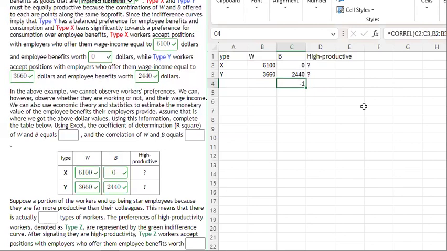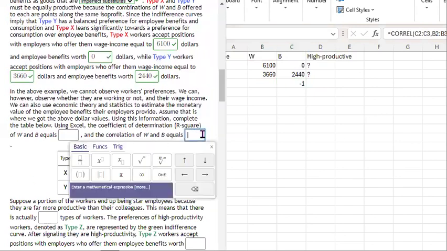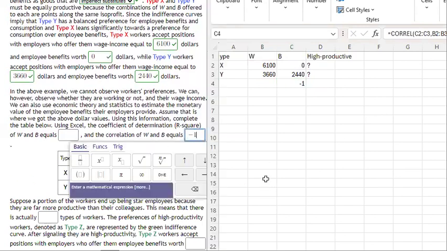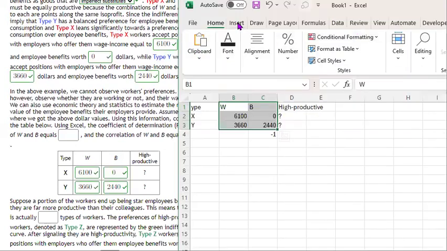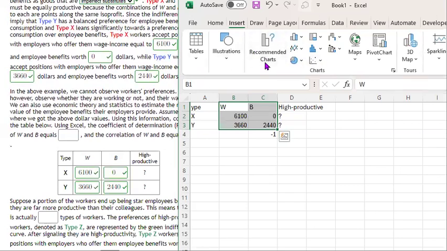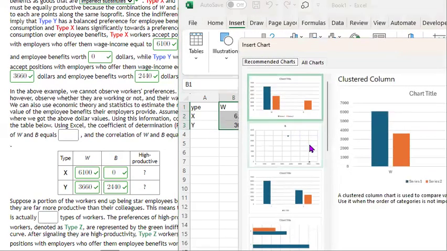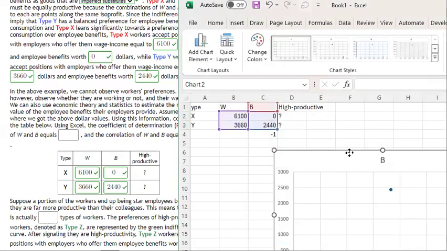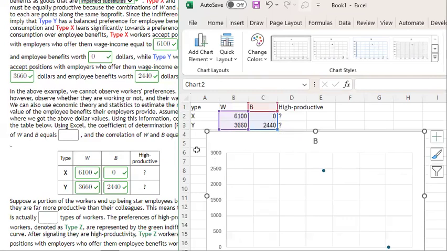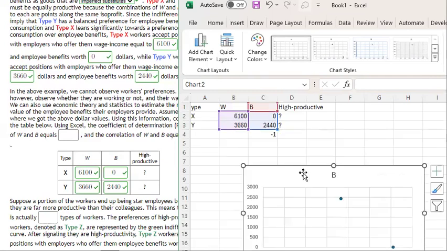Well, the correlation is -1. To get the R square, I can either square this, which would be 1, or I can highlight the 3 columns, click on insert, recommended charts. We'll do that chart, that scatter plot. Okay, this scatter plot, let me make it smaller.